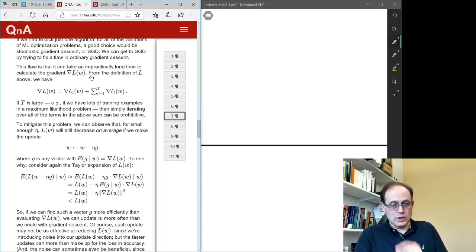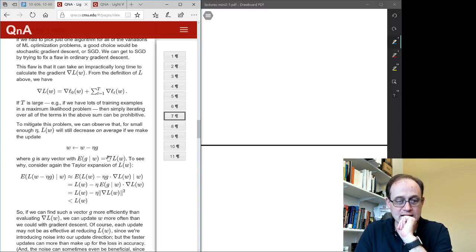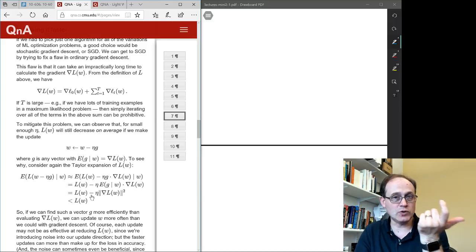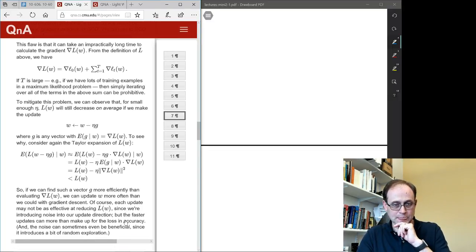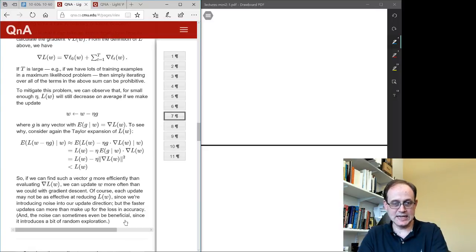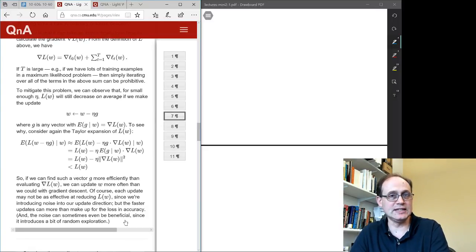All right, so stochastic gradient, right? We said that if we can figure out a vector G, which has as its expectation the gradient, then we'll be able to run gradient descent with this vector G instead of the real gradient, and it's still going to work, right? That's what this derivation says. And as long as we can find this noisy estimate of the gradient more efficiently than evaluating the true gradient, we can win. We can make stochastic gradient run much faster than ordinary gradient.